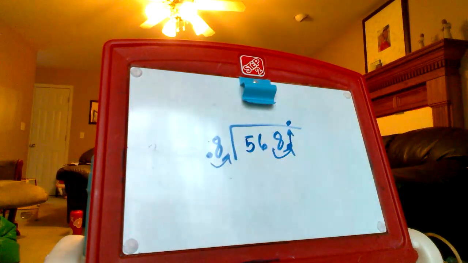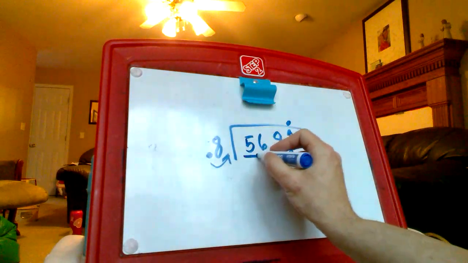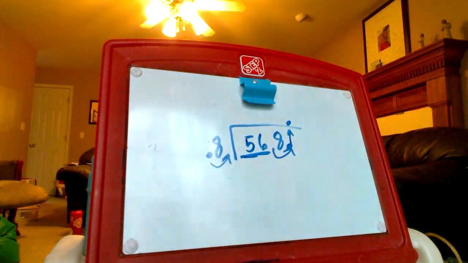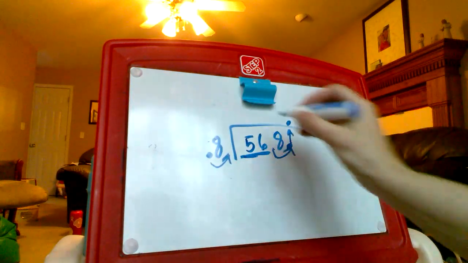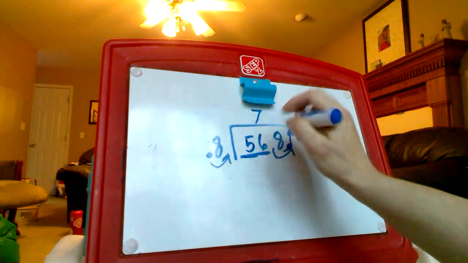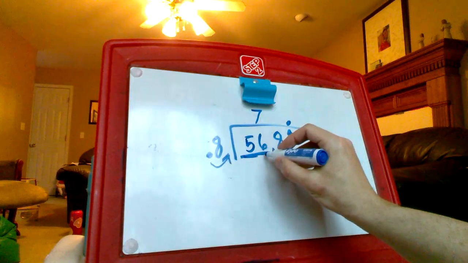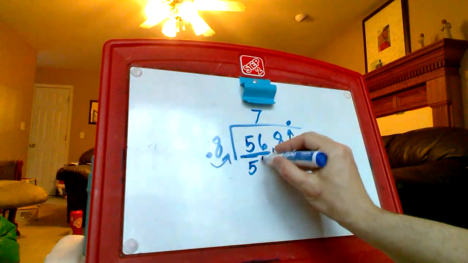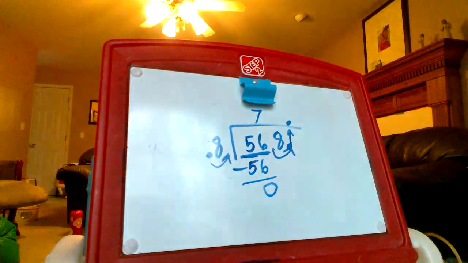Alright, now we're ready to divide as normal. Will 8 fit in a 5? No. Will 8 fit into 56? Yes. How many times? 7. That 7 is going to go directly above the 6. That's the last number that we're dividing into. 8 times 7 is 56. We subtract, we're left with 0.